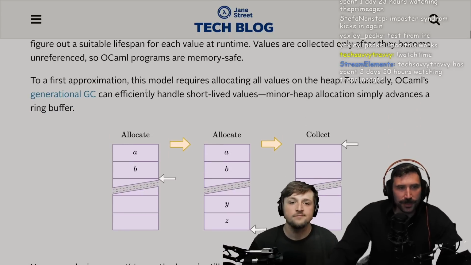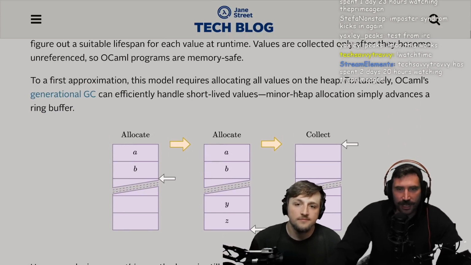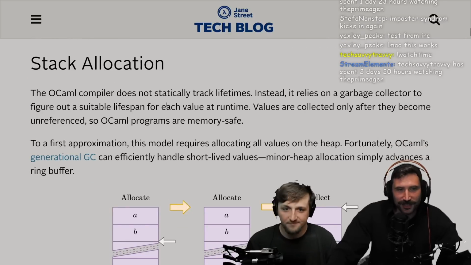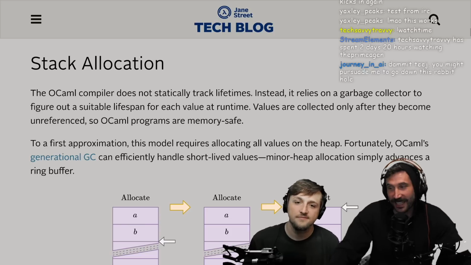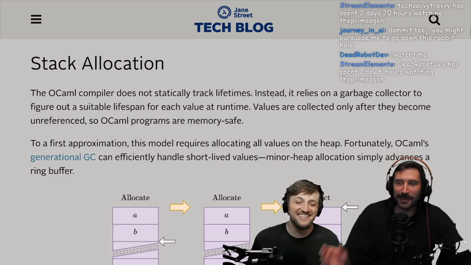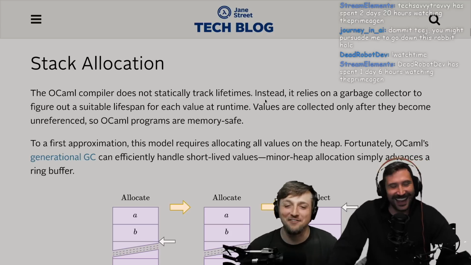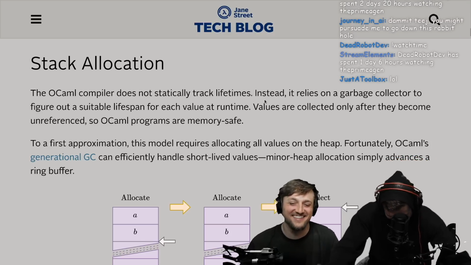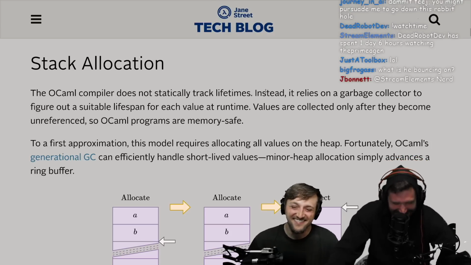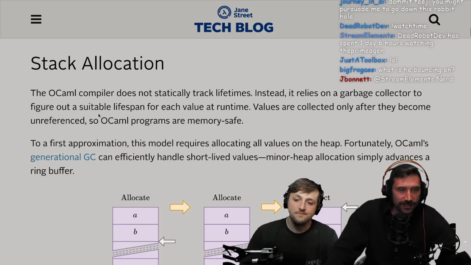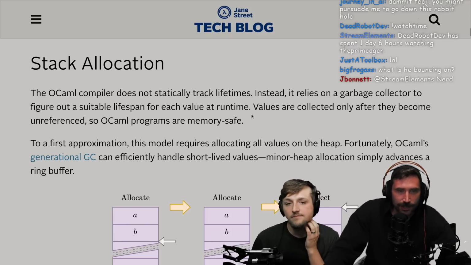Yep. All right. The first approximation, this model requires allocating all values on the heap. You skipped the first paragraph. I did? Oh, dang. Yeah. Again, reading skills. You know how many comments I get with, hey, you missed a paragraph. You missed a key paragraph, and then you talked about it for 5 minutes. Every video.